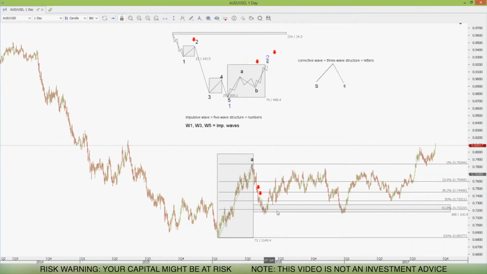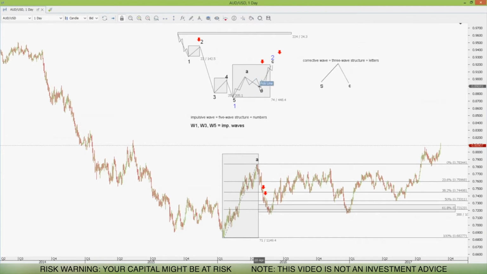So we have a 61.8, but we said that a B wave in a corrective wave is a three-wave structure all the time. So of a lower degree, like we have here, this degree in black, which is of a lower degree than the one in blue, in order for this to be a B wave, it needs to be a three-wave structure, so it will be A, B, C, correct? That would be our B wave.